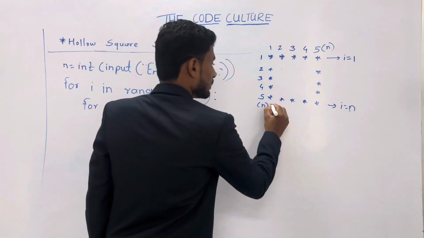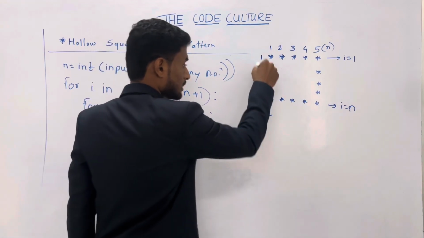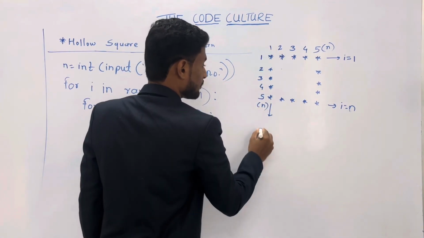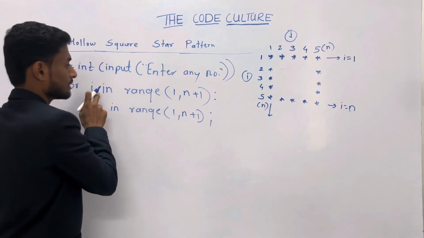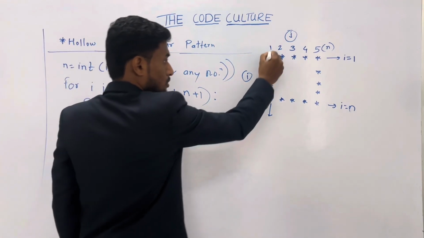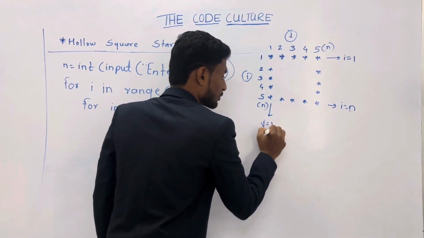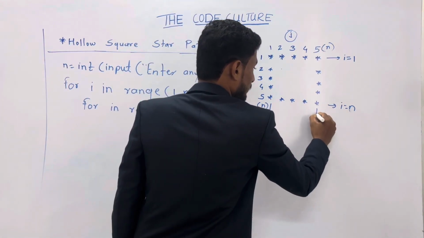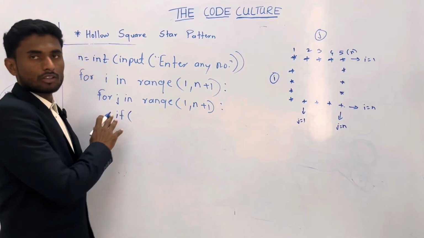Similarly, the equation of first column, that is this first column, the equation of this stars is, what is the value, what is the common value in this column? The j, because this is nothing but j and this is i, because we are taking i as outer for loop, j as inner for loop. So for this we have j value common, that is always equals to 1. Okay, similarly for this column always j value is n.